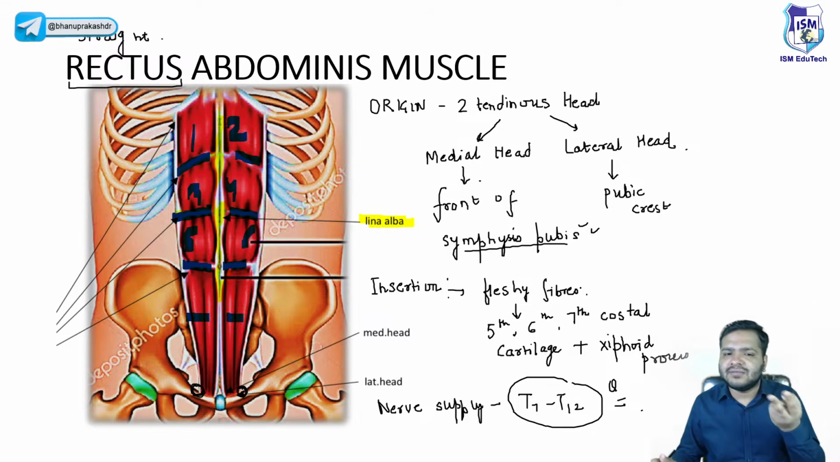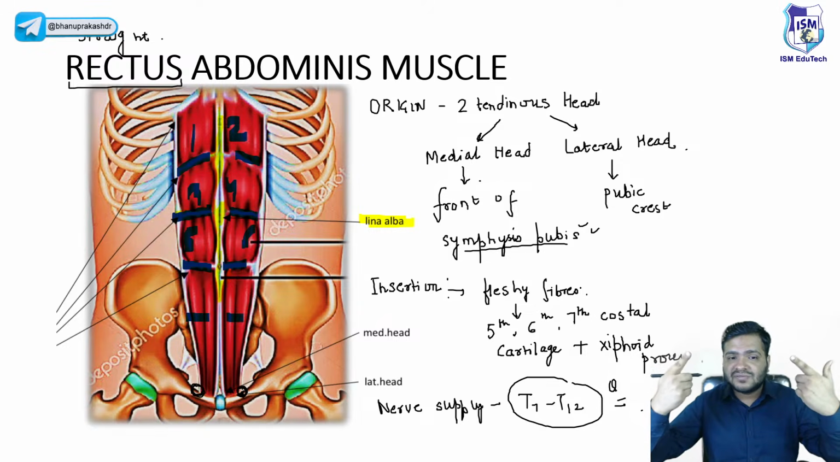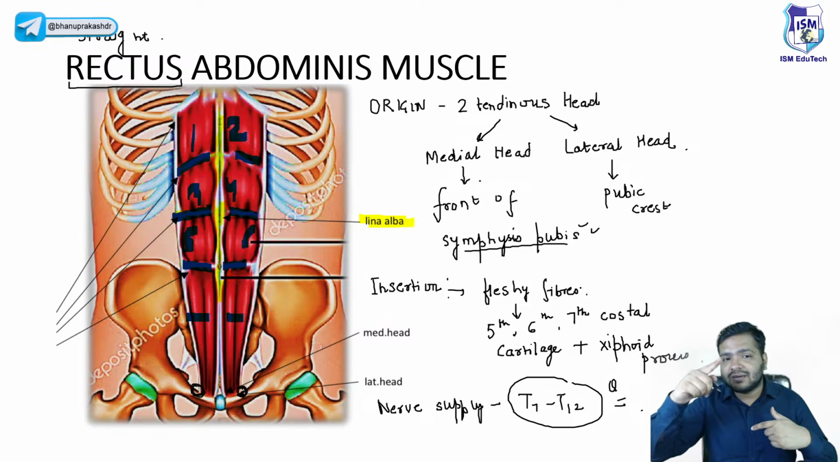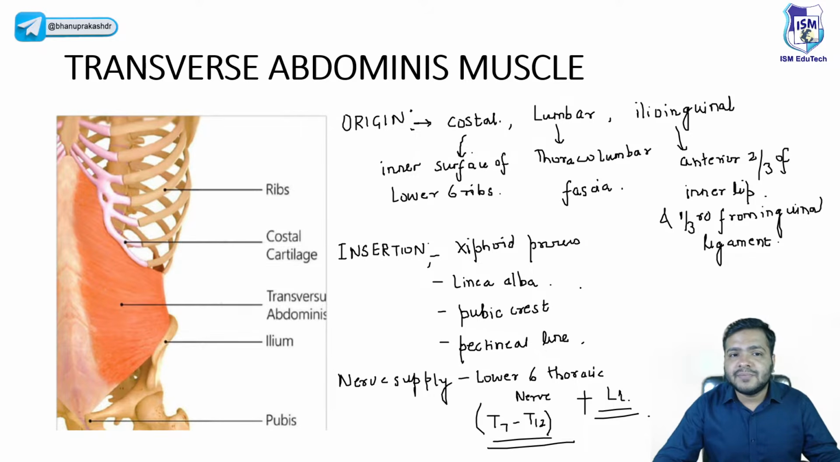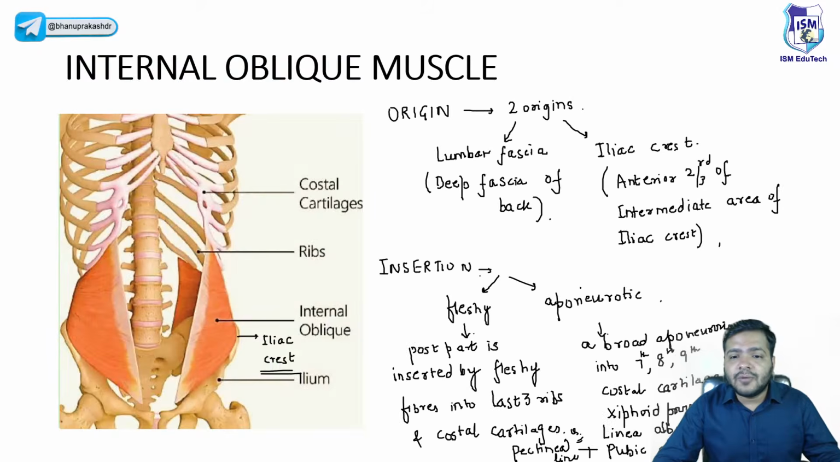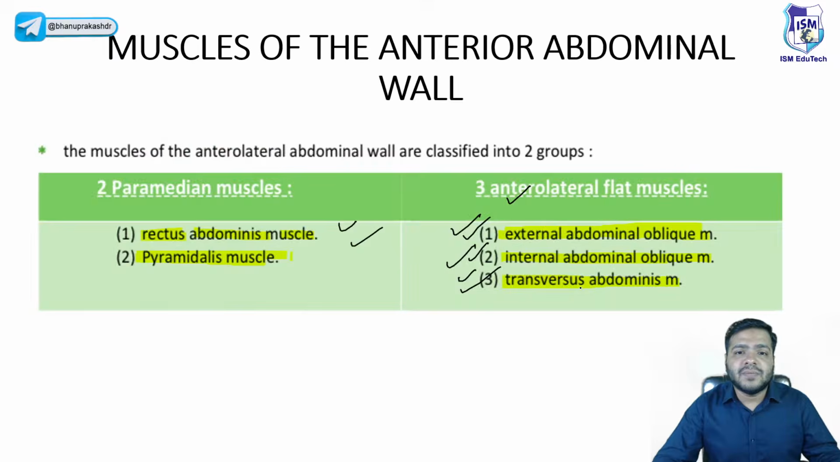Okay, we have two tendinous heads. Again, the origin remains the same: pubic symphysis, anterior surface, and the pubic crest. Insertion where? It is into the 5th, 6th, 7th costal cartilages and the xiphoid process, which you can see above. Nerve supply T7 to T12. Transverse abdominis also done. Internal oblique muscle also done. External oblique muscle also done.